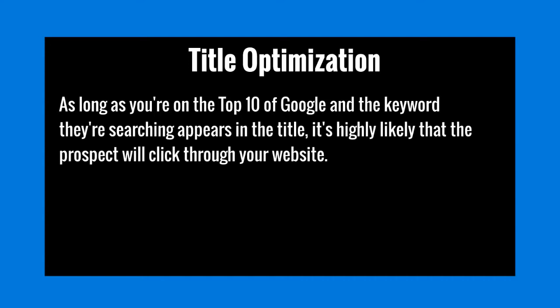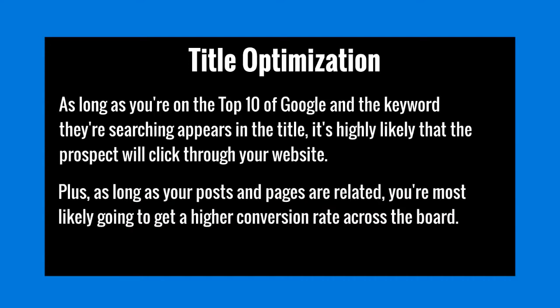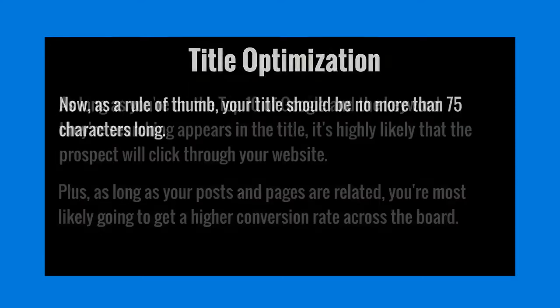What we've seen over the years is sometimes they'll have the title right, they'll have the URL structure right, but when people go to the content, it just doesn't make sense. So as long as you're congruent from the keyword to the title, to the post or page, to the content itself, to the call to action, to the product, everything is congruent from the beginning to the end, you're most likely going to gain the trust of the prospect, and you're most likely going to get the conversion. That's the most important thing. So as long as your post pages are related, you're most likely going to see a higher conversion rate across the board, like I said earlier.